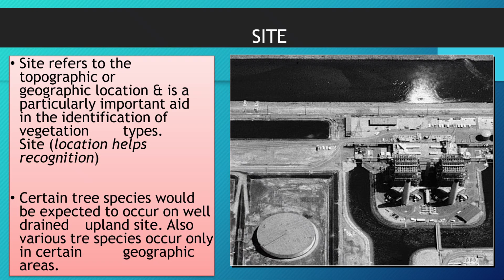Another important element in image interpretation is site. Site refers to the geographic or topographic location of an object. The location itself helps in identifying features, especially vegetation types. Certain plants or land uses occur only in specific environments. For example, some tree species grow on well-drained uplands, while others are found only in particular geographic regions. Thus, understanding the site helps in accurate recognition and interpretation.